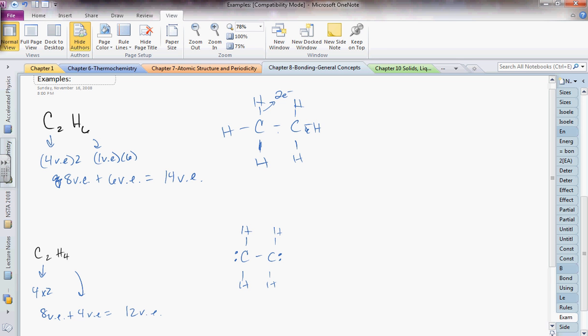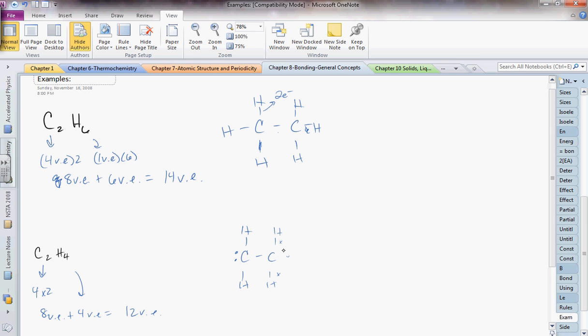And now I will count my electrons. So 2, 4, 6, 8, 10, 12, 14. I have 14 electrons shown. I can only have 12 in this whole structure. And so this is where multiple bond formation comes in.